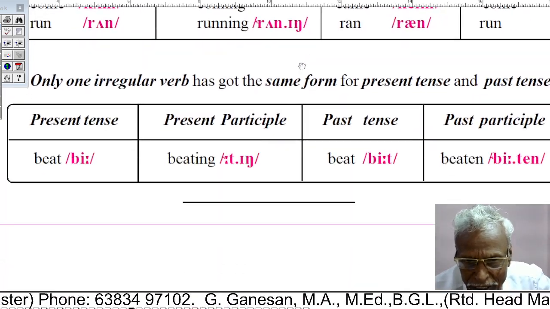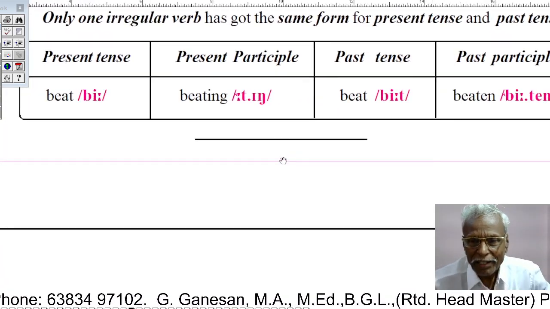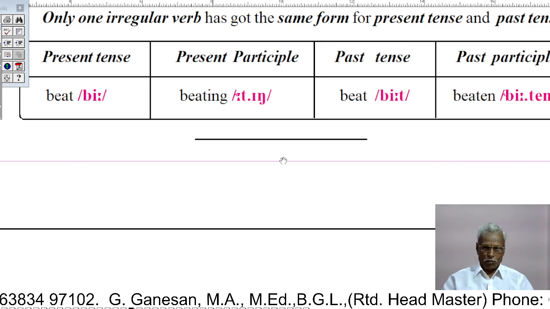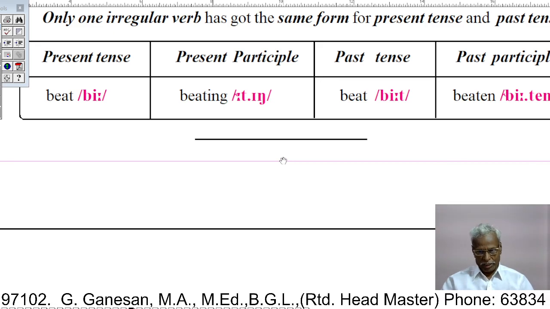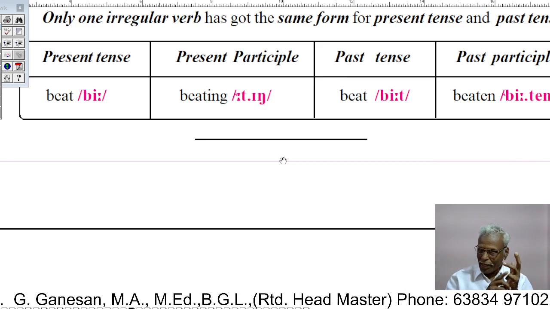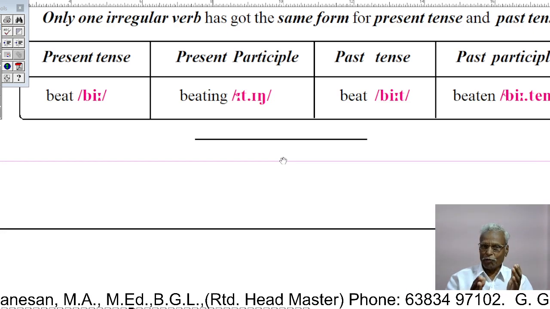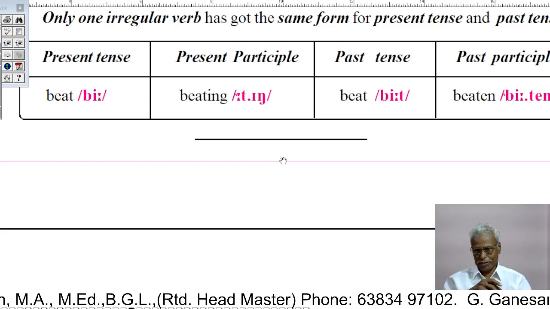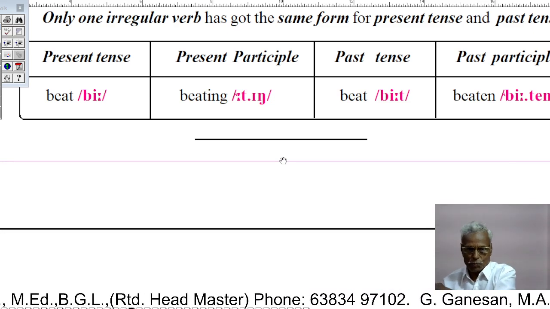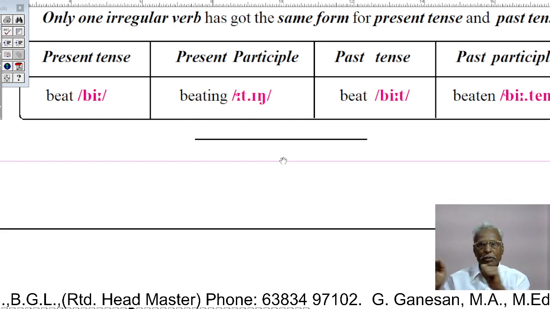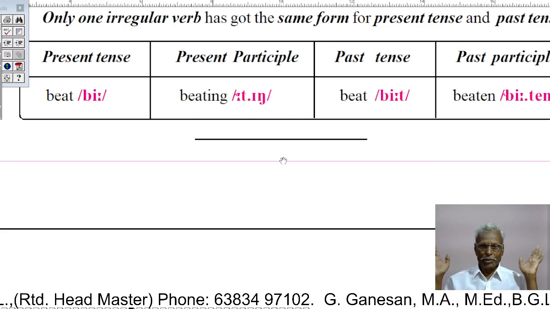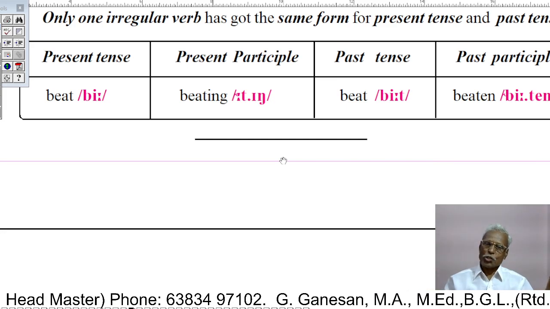See, dear students, a peculiar verb, there is only one word in irregular verbs that has the same spelling for present tense and past tense, but a different form for past participle. Beat, beat, beaten. Beat, beat are present and past. Beaten is the past participle.